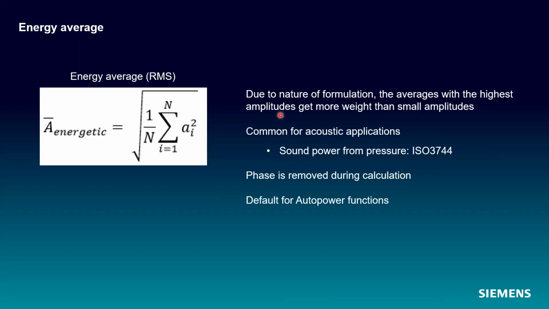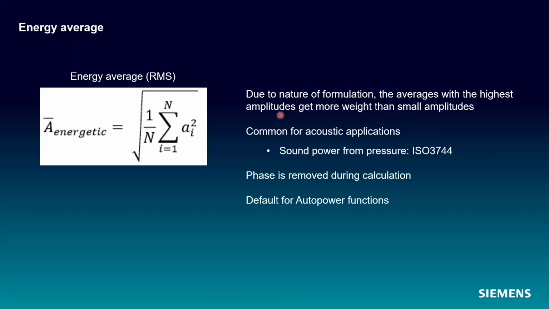This will be common for acoustic applications. If you think of sound power from sound pressure, like ISO 3744, you're measuring pressure at all these different microphone positions around your object, and we want to average that pressure, right? And then divide it by the surface area over which that occurs. That average pressure we often do in an energetic average, so that, again, if you have any really high values, those affect your average pressure more than small amplitudes.